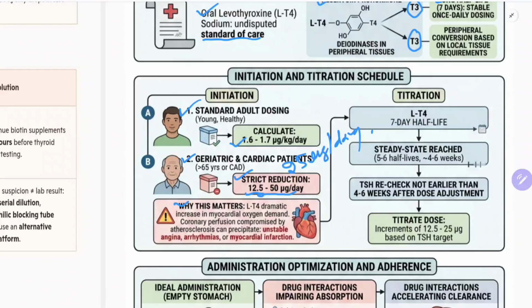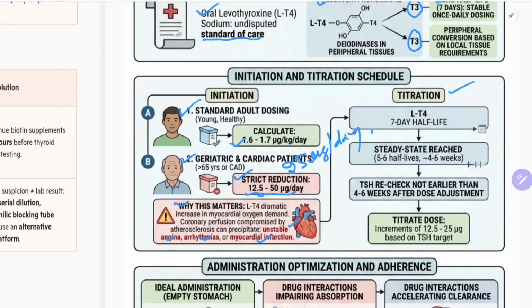Why this matters? LT4 dramatically increases the myocardial oxygen demand. Coronary perfusion is compromised by atherosclerosis, and this can precipitate unstable angina, arrhythmias, and myocardial infarction. That's why in elderly patients and those patients who have coronary artery disease, you should start at a low dose. It is 25 microgram per day.